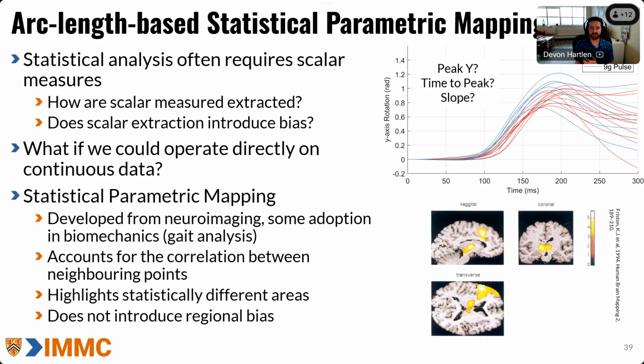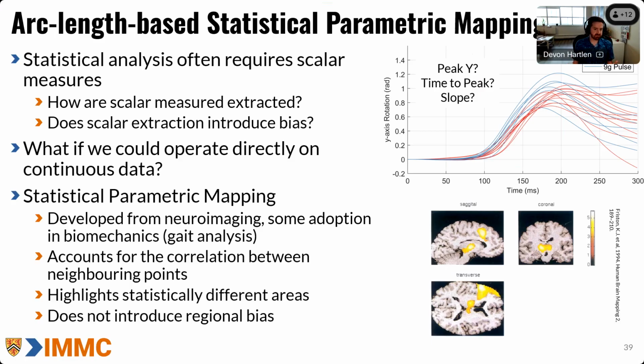and we want to ask the question, are these responses different? If we wanted to do a t-test or ANOVA, we have to extract out a scalar value. But what scalar do we extract? A peak value, a time to peak, a slope? How do we know that extracting out that value is not introducing bias? What if there's a way we could operate continuously on this data? We just input the data and we get out an answer.